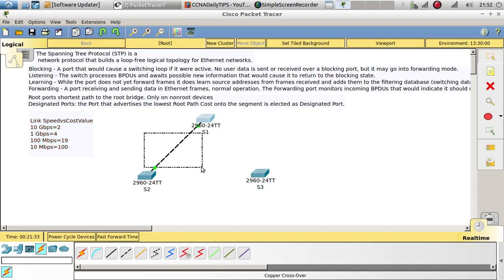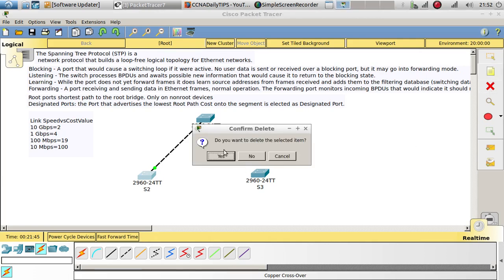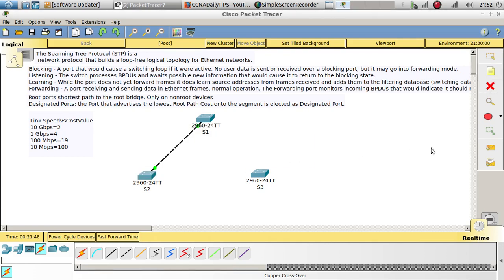So this one is the shortest path, so this one is going to become the root port. And since this one is a root port, this one over here is going to become the designated port. So let's cancel that. This is enough about talking about STP.